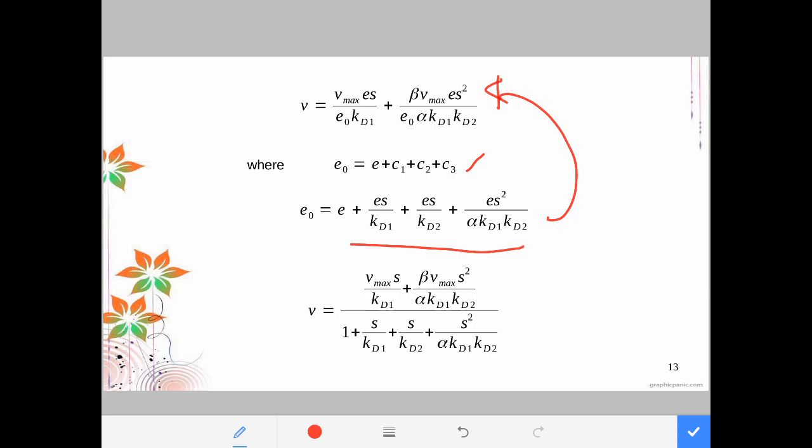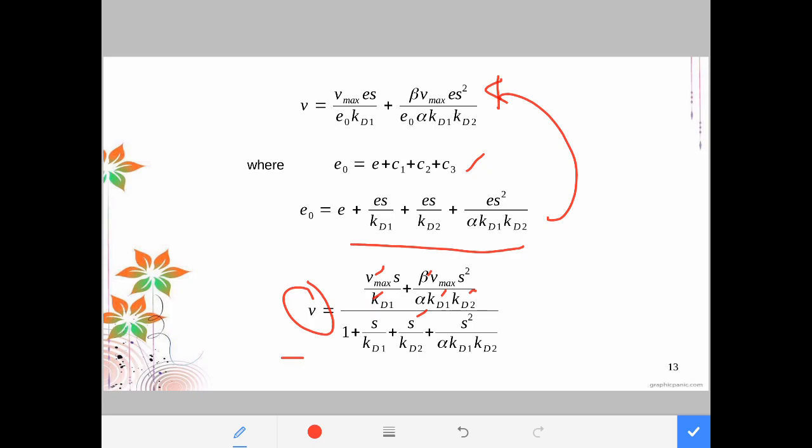So basically, it looks daunting. I mean, this is less simple than the previous one. But if you look at it closely, you have only one independent variable rather than two, the enzyme and the substrate. So we can now express our velocity in terms of a single variable, which is the amount of substrate. Looking at it closely, why do I say that? Because Vmax is a constant, beta is a constant, KD1 and KD2 are constants, and then you have alpha, another constant.